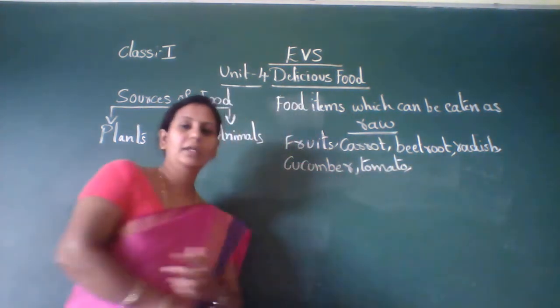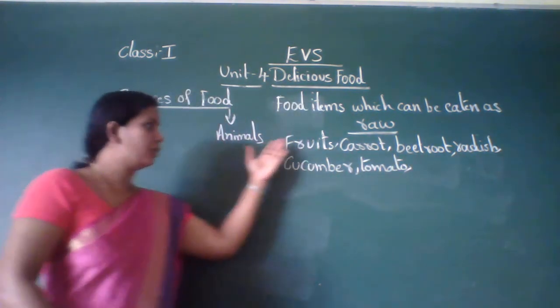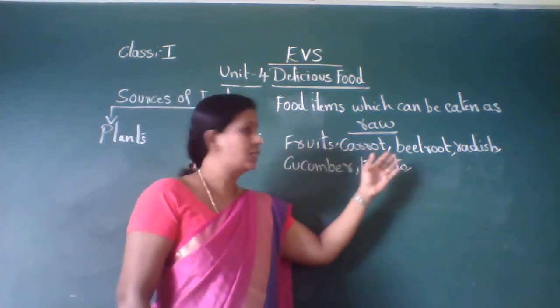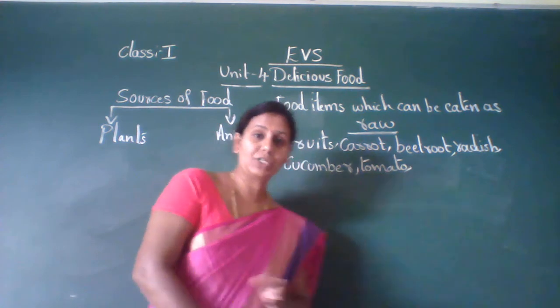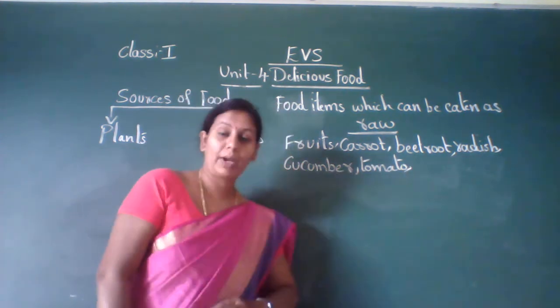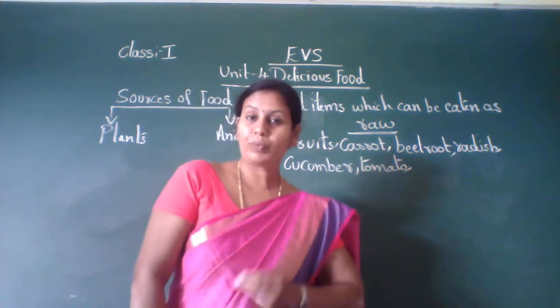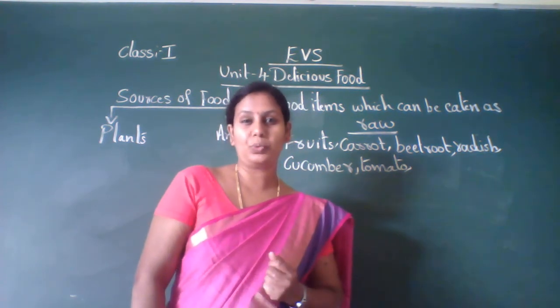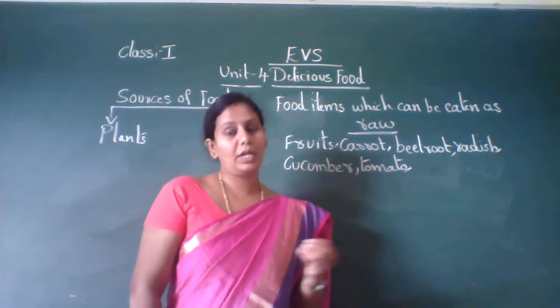Yes. Then cucumber. See, all the fruits are eaten raw. Then carrot, beetroot, radish, cucumber, tomato. Then a few people also eat onion raw, but it's very small. Isn't it? So onion can be eaten raw.